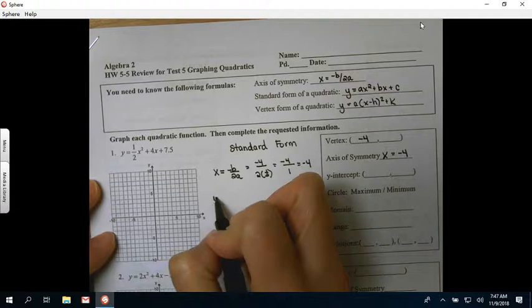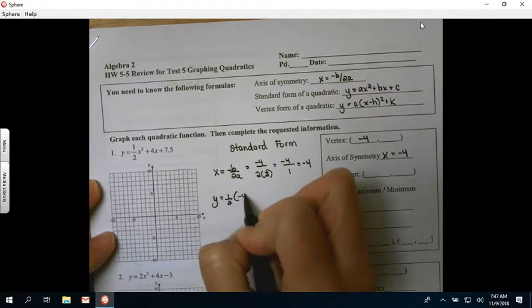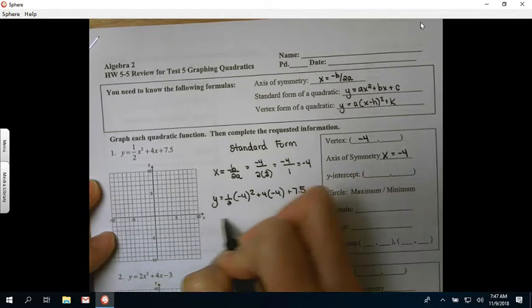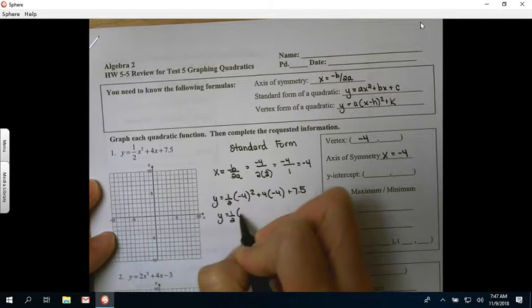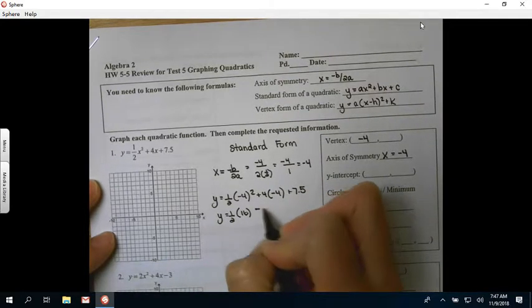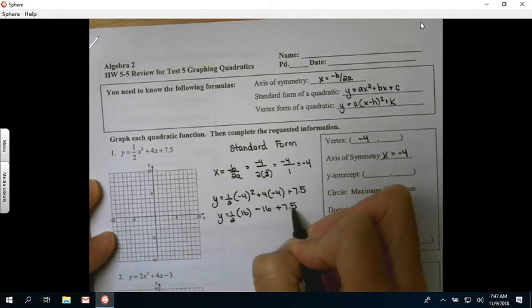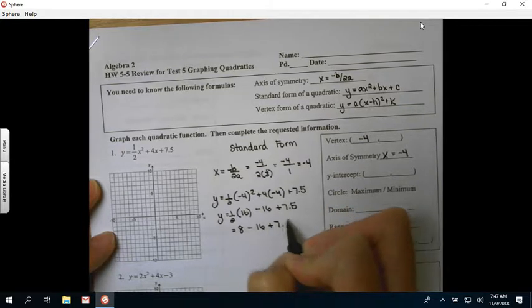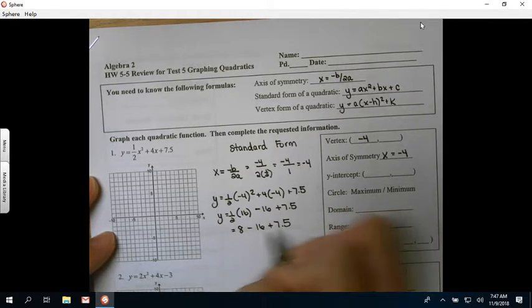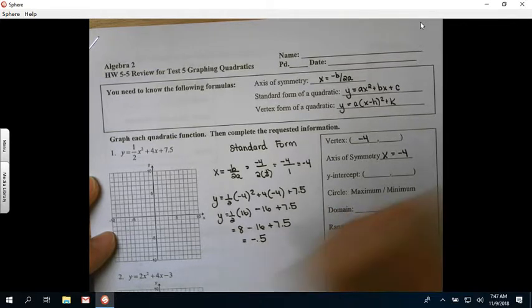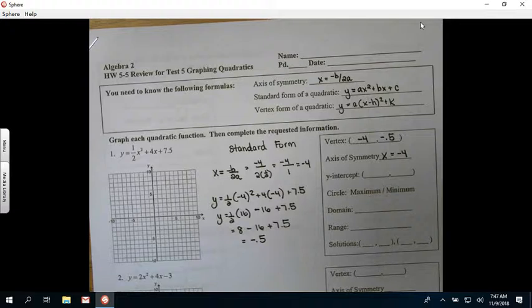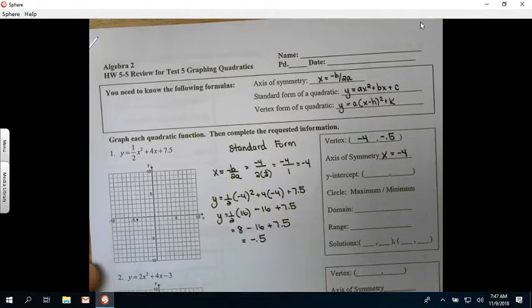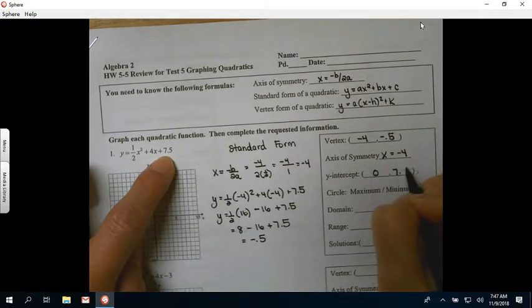Once I have that, I go ahead and plug that back in to get the y of my vertex. So negative 4 squared is 16, and then minus 16 plus 7.5. I have 1/2 times 16 gives me 8. So 8 minus 16 gives me negative 8, plus 7.5 gives me a negative 0.5. That is the y-coordinate of my vertex. So I have the point negative 4, negative 0.5. My y-intercept is always the c value, so 7.5.